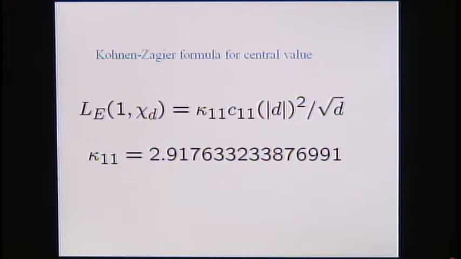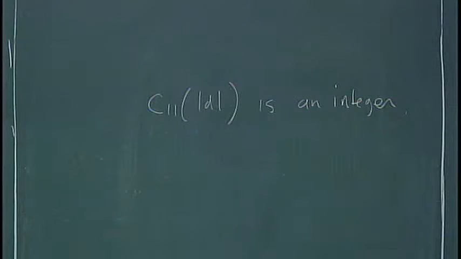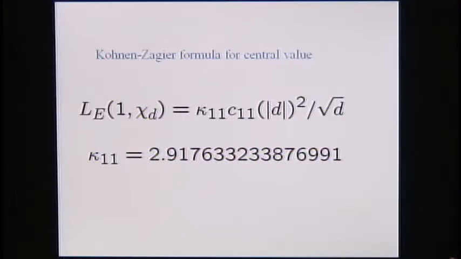Okay? And so that means that the L values at the central point here, as you run through this family, are sort of quantized. I mean, they can only be very specific things. They can only be 0 times kappa 11 over root D, or 1 times it, or 4 times it, or 9 times it, whatever.